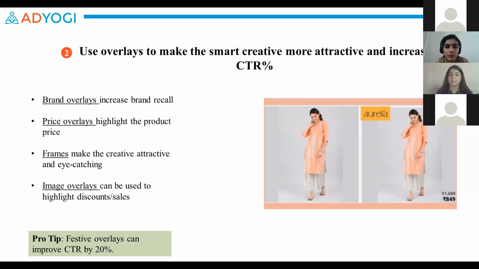Firstly, let's talk about brand overlays. Brand overlays insert the brand's logo onto the catalog, and this helps in improving brand recall and recognition. As you can see, the first image here does not have a brand overlay, but the second one contains the logo for the brand Aurelia. Now the second image is easily identifiable for users because they can quickly tell that this is from one of their loved brands, and their chances of clicking on the ads increase.